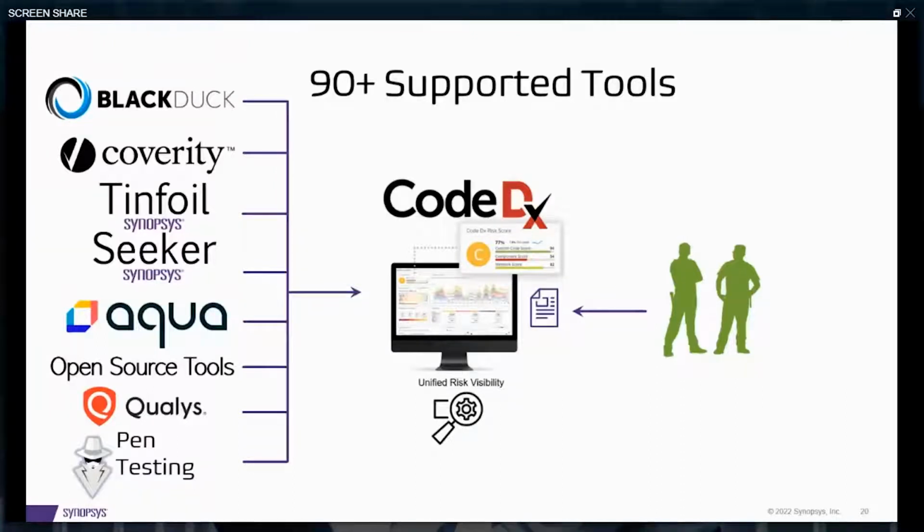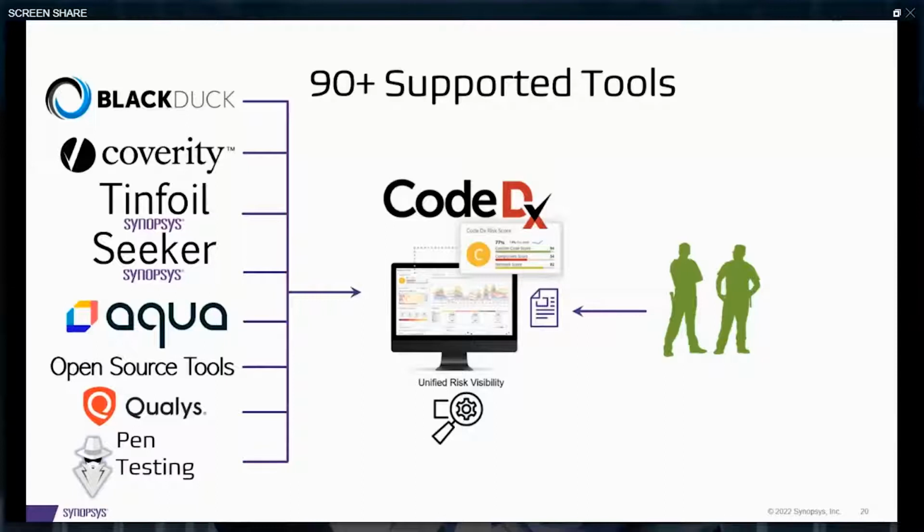It says 90 plus, but today we're at 107, meaning we're constantly adding new tools to the platform. We just added Rapid7 InsightAppSec to it, for example. That's coming out today. So there's constantly new information and new data points being brought in.